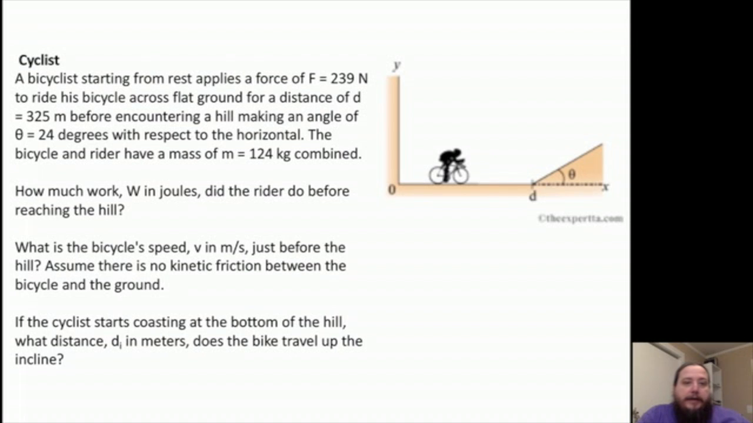All right, part one. How much work in joules did the rider do before reaching the hill? Part two. What is the bicycle's speed in meters per second just before the hill? Assume there's no kinetic friction between the bicycle and the ground. And part three, if the cyclist starts coasting at the bottom of the hill, what distance d in meters does the bike travel up the incline? Okay.